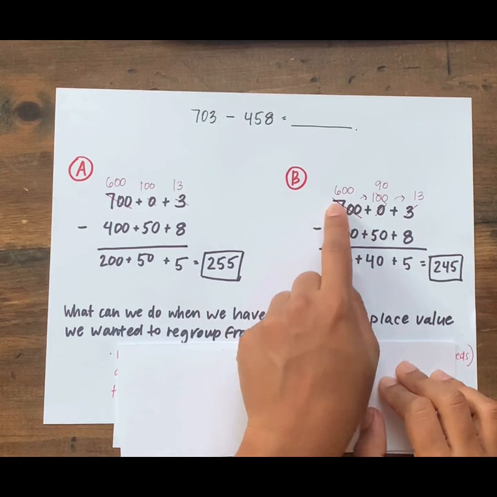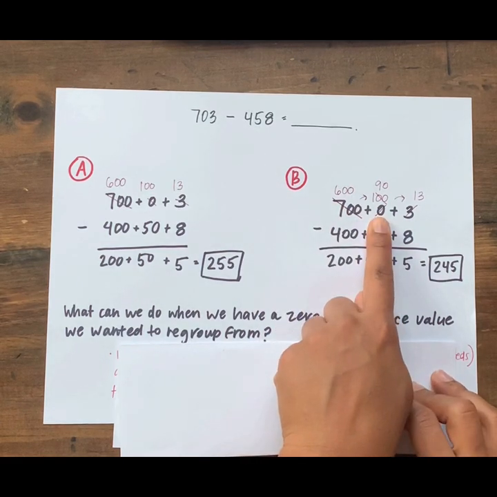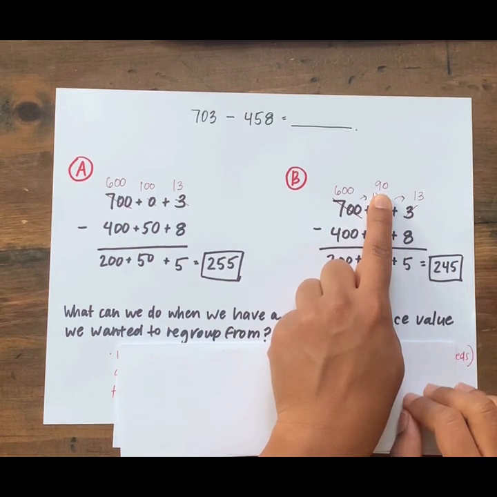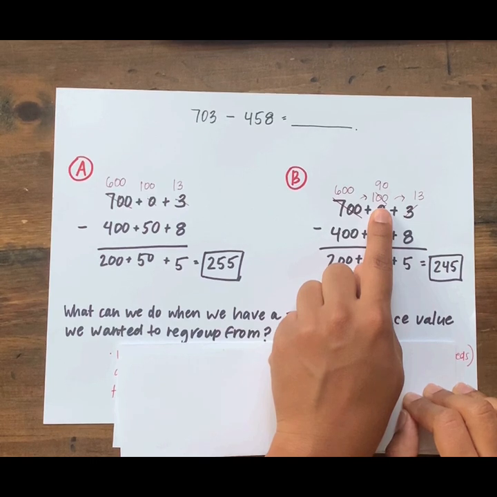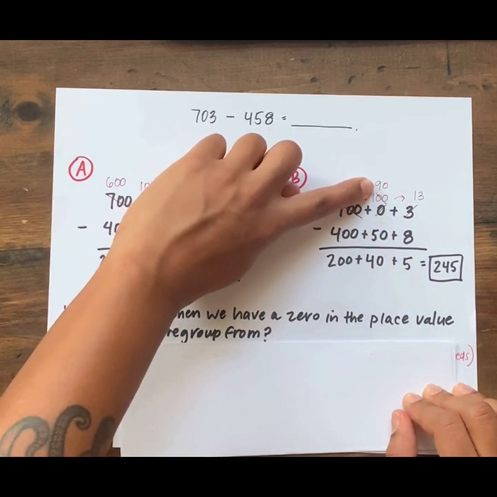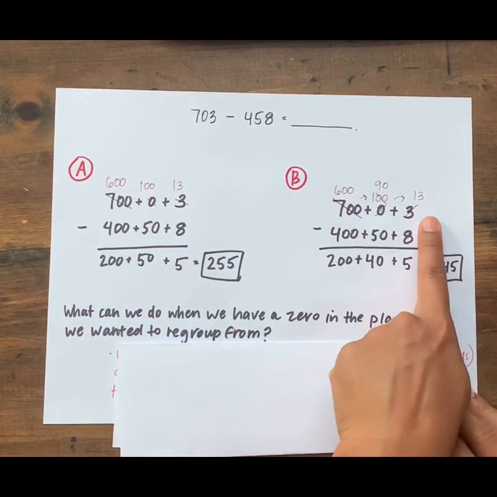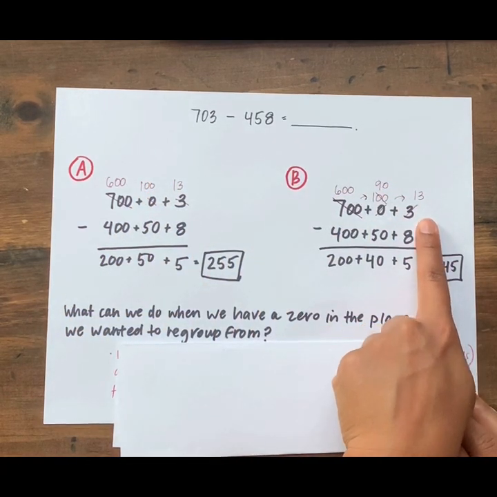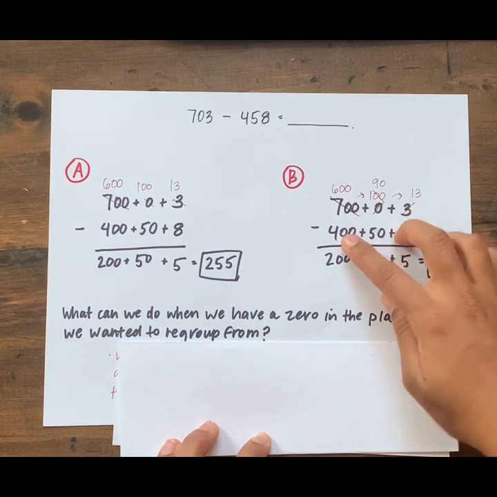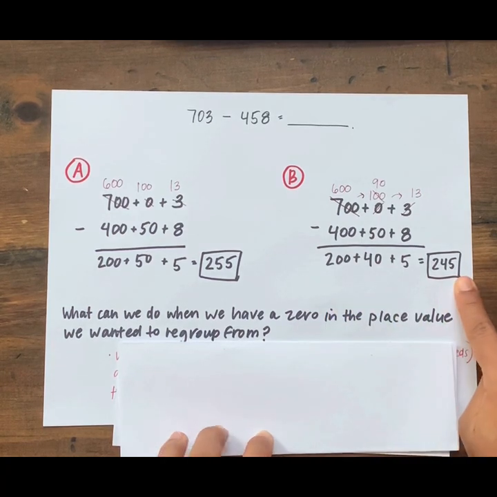They regrouped 100 to the tens place and then regrouped again so that we could move 10 to the ones place. They regrouped 10 from 100 to have 90 left in the tens place. And then we had 13 in the ones place. 13 minus 8 is 5, 90 minus 50 is 40, and 600 minus 400 is 200 for a total of 245.